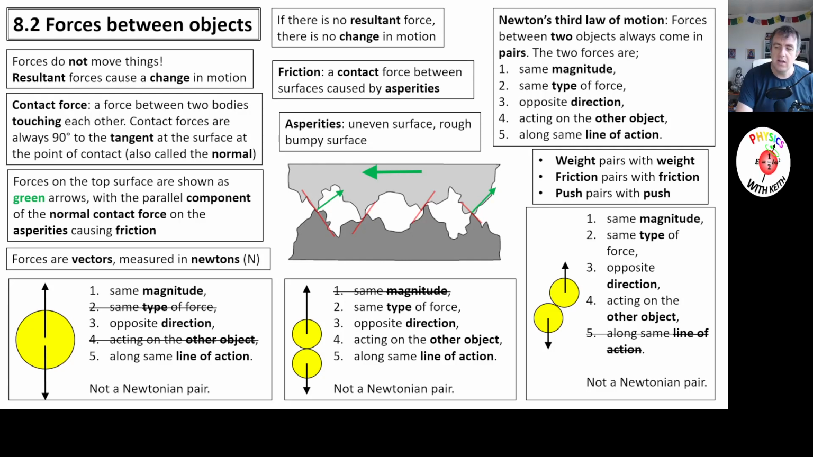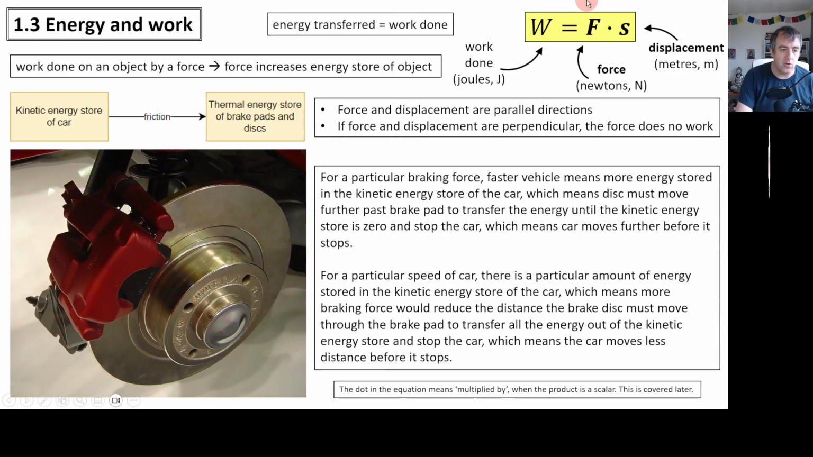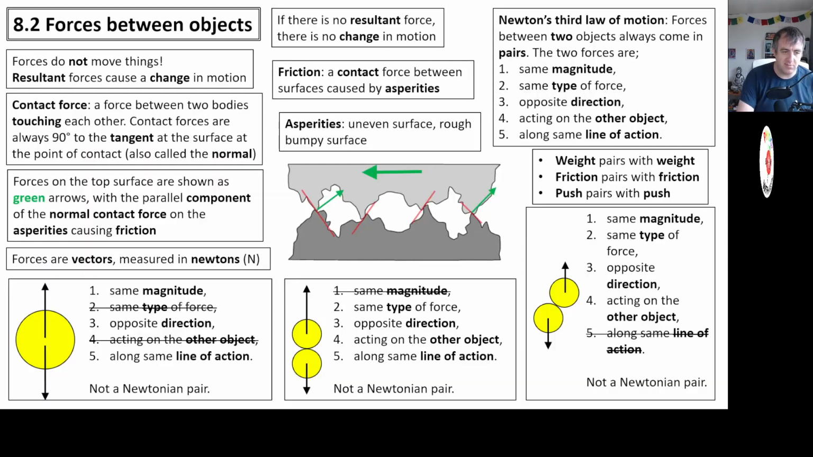Just a reminder, lesson 3, video 1, had that equation for work done is force multiplied by displacement, and they were vectors. So we're only interested in the components of the force that are parallel to the displacement to calculate the work that is done, transferring energy into the thermal energy store. Friction causes an increase in temperature.